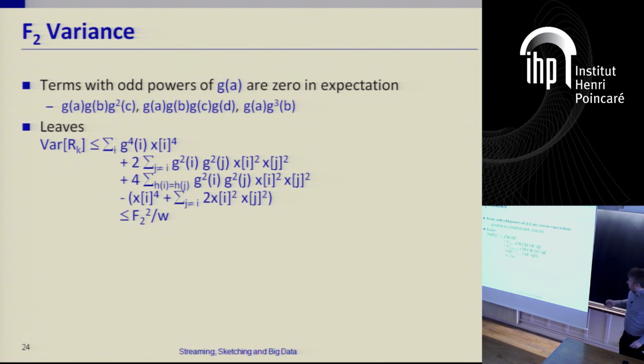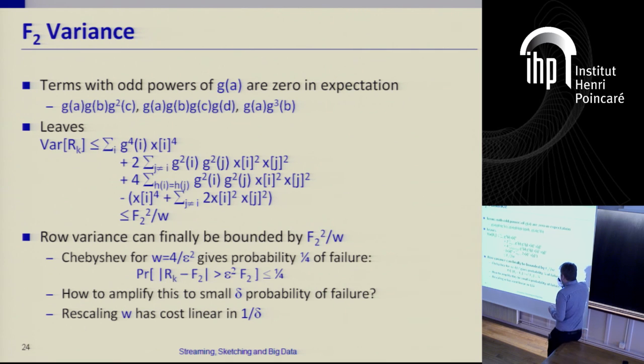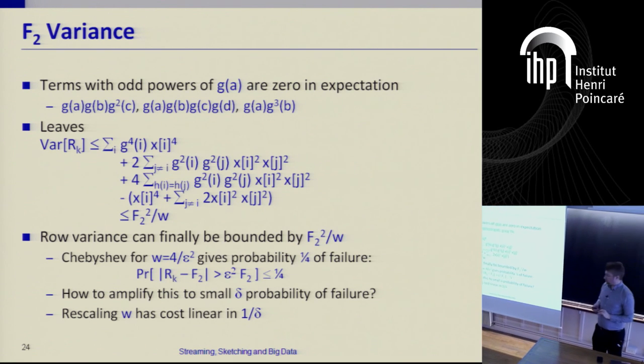It's a fun exercise to go through and check this algebra. And that's actually really good. That says that the row variance I can bound in terms of the square of the expectation divided by this parameter w, so I can just stretch the size of this data structure, increasing the width to drive this variance down. So if I just choose w large enough that it looks something like 1 over epsilon squared, then it says a quarter of the time the probability that my row estimate minus the target value is more than epsilon squared times the target value is a quarter. So I've got only a small constant probability of being far from the quantity that I'm trying to estimate.